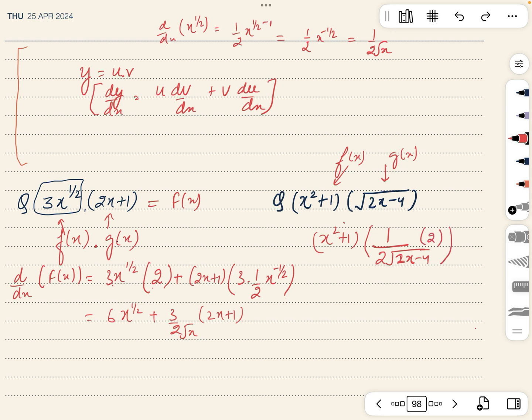Now plus root of 2x minus 4 as it is, and differentiation of x squared plus 1 will be 2x. Correct. So now let me just put a line. Finally, we have cancellation of 2 and 2. So x squared plus 1 upon under root of 2x minus 4 plus 2x times root of 2x minus 4. That's it for this.